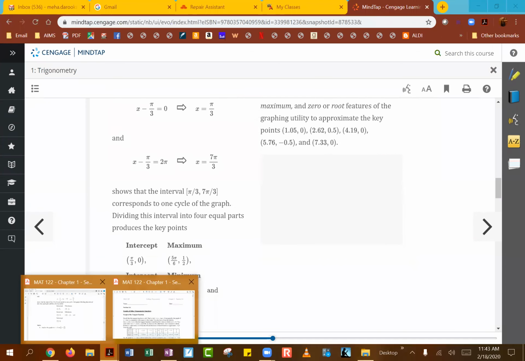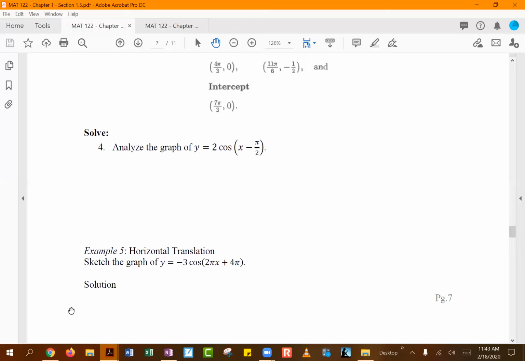Until then, let's get on with our example here. We're not graphing in these, right? We're just analyzing. We want to know what the amplitude is, what the B and the C constants are, and then based on that, how that changes our period, interval, and key points. So go ahead and identify your A, B, and C constants in this example for number 4.